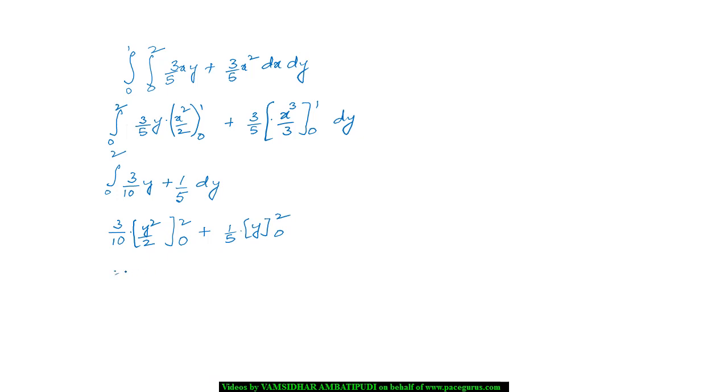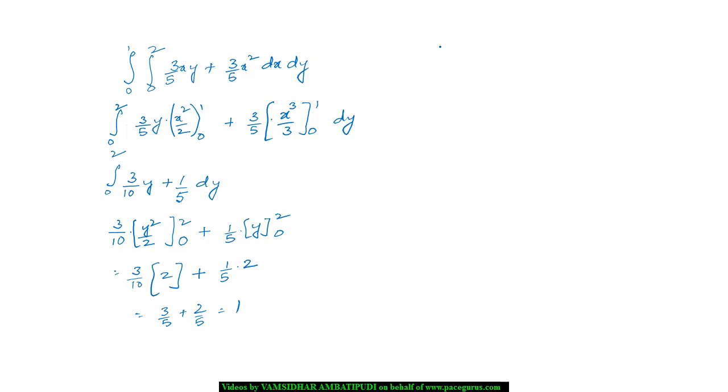So overall it is coming out as 3/10 times 2² by 2, 4 by 2, which is 2, plus 1/5 into 2, which is 2/5. So this is becoming 3/5, then this is becoming 2/5, overall it is 1. So it's a probability density function for sure.